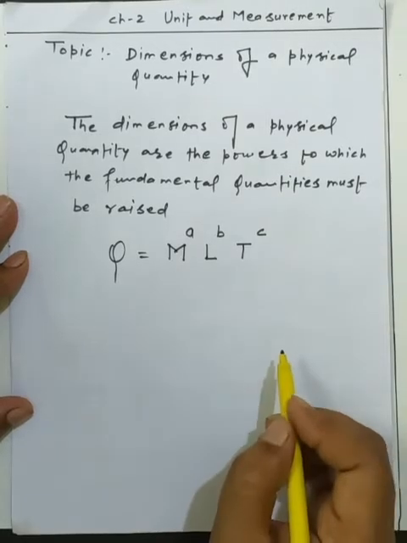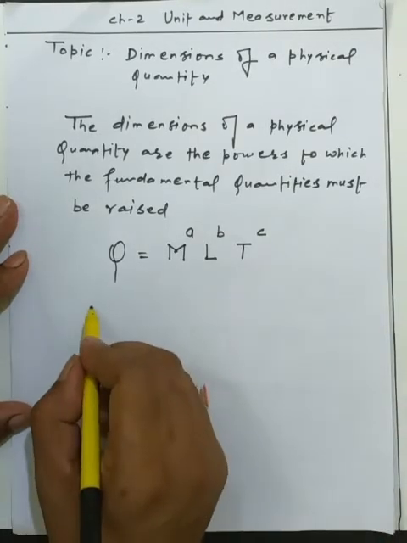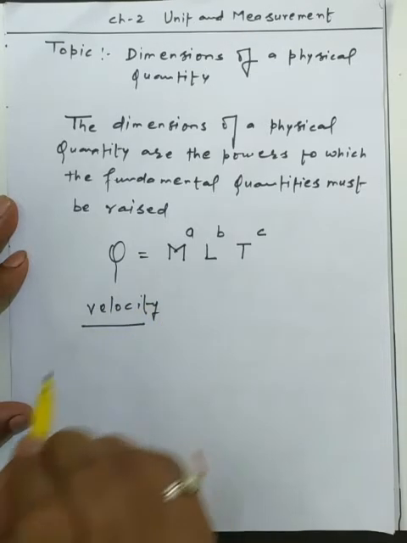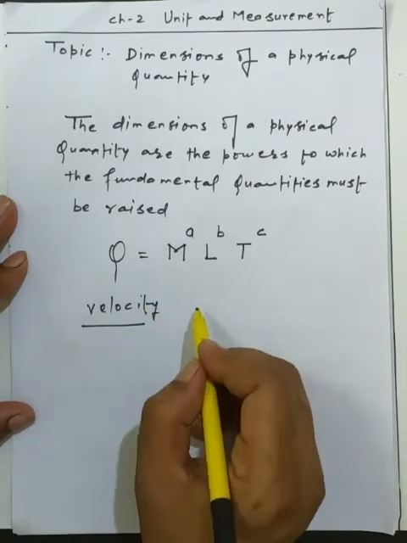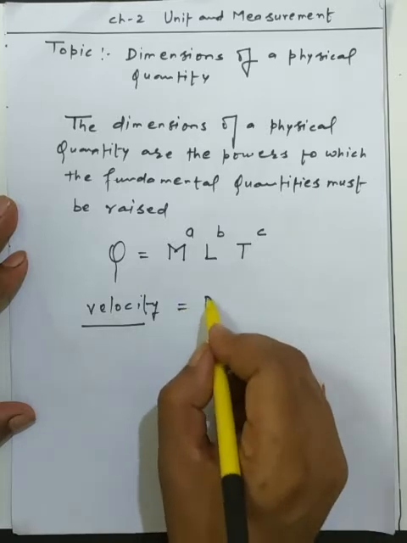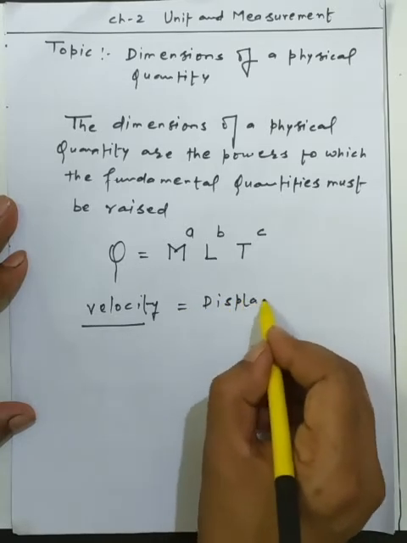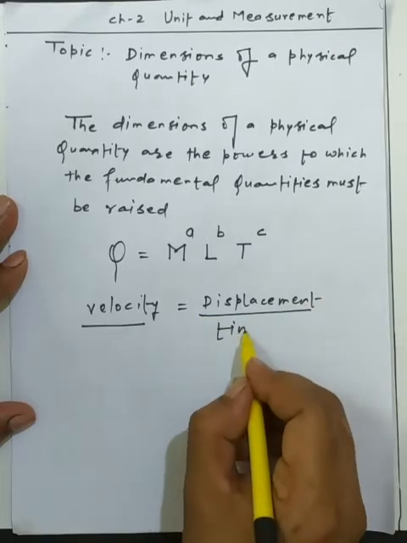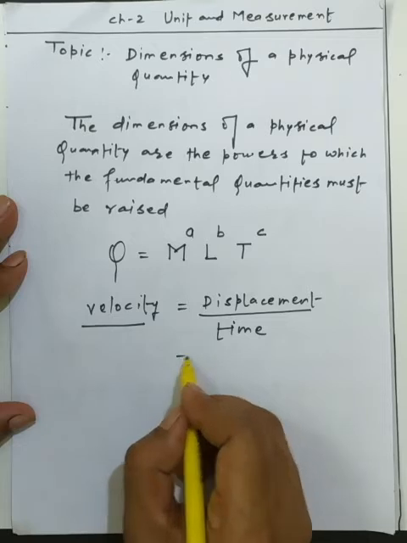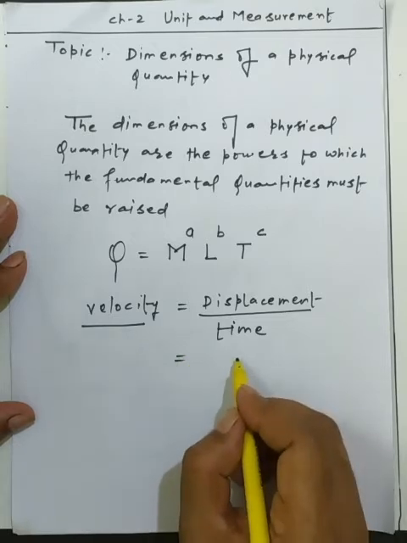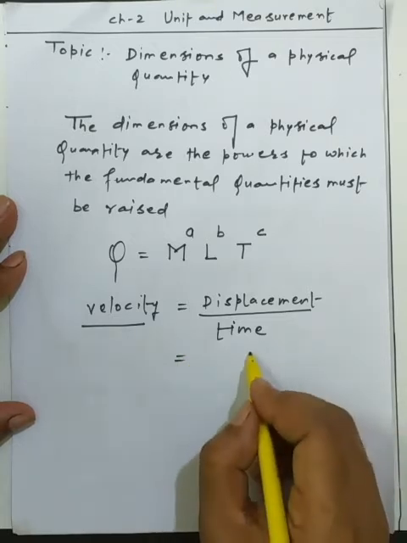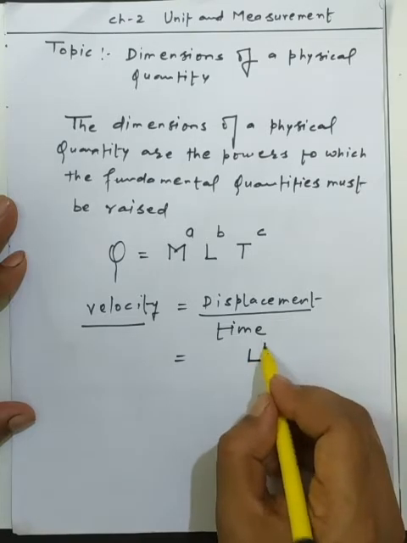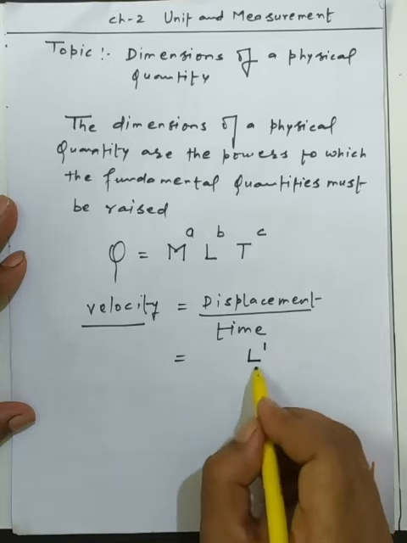We are assuming a simple quantity, so I am taking velocity. How can we find out the dimension of the velocity? First we have to write the basic formula: velocity is equal to displacement upon time. It's the general formula of the velocity. Now displacement is simply a length, so we represent it with L, and it occurs once, so we put the power on it, that is L raised to 1.